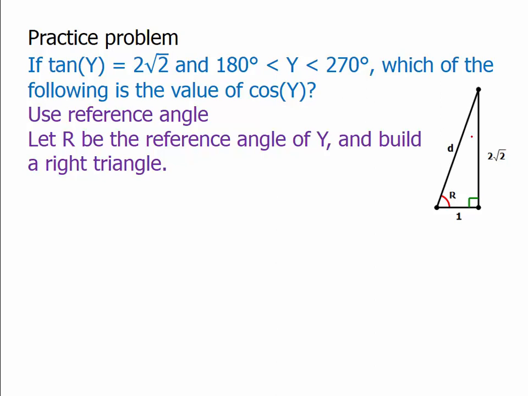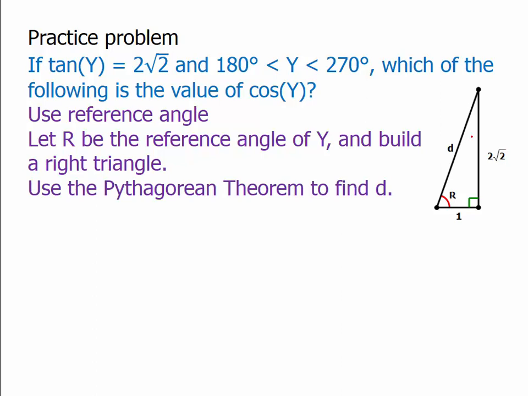This is actually a triangle that would not fit inside the unit circle. It's a little bigger. That doesn't matter. The ratios will still be the same. And so we need to find d. And so we can do that just with the Pythagorean theorem.